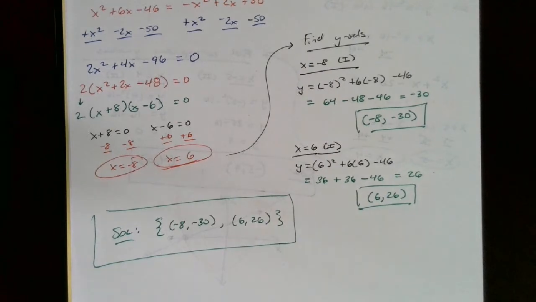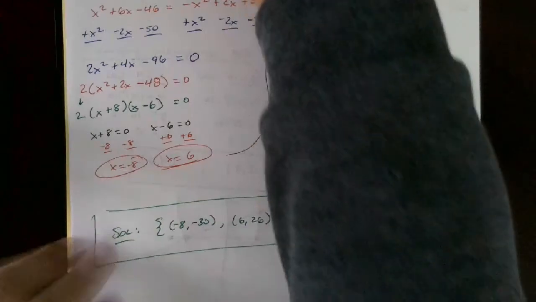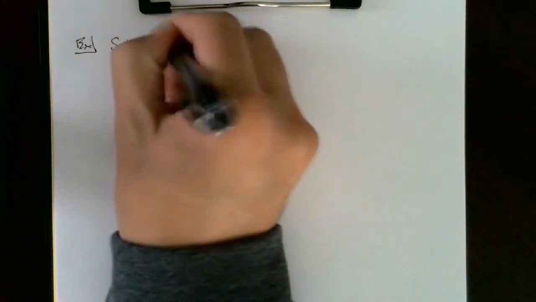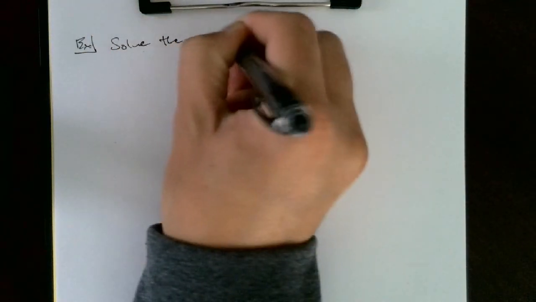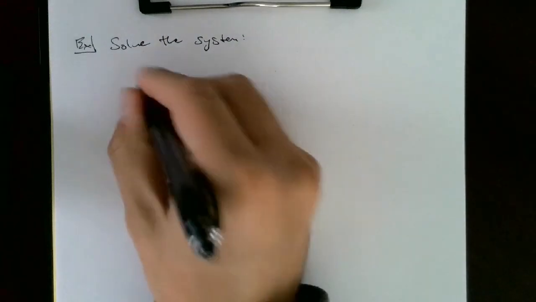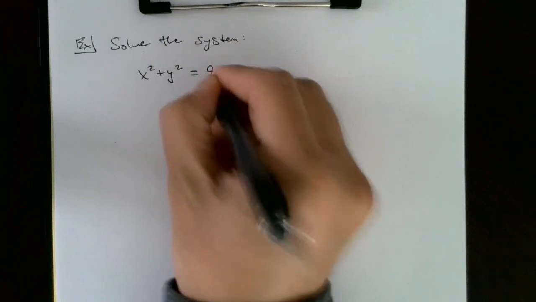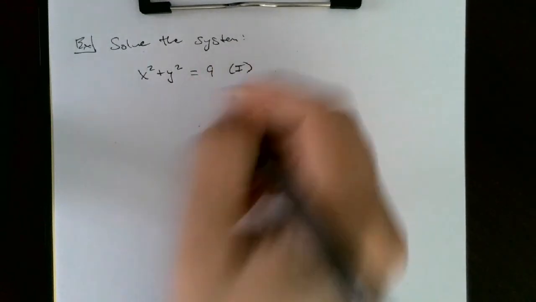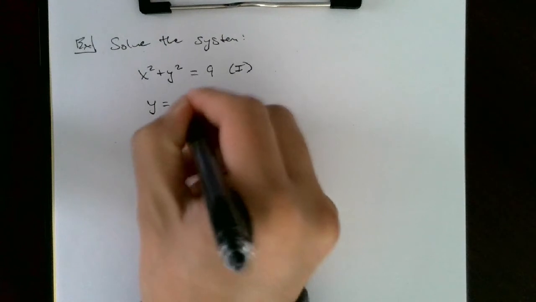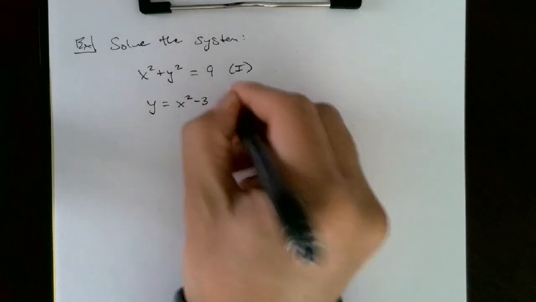Let's just take a look at one more here. If we said to solve the system x squared plus y squared equals 9, I'll label it equation 1, and y equals x squared minus 3, I'll label that equation 2.